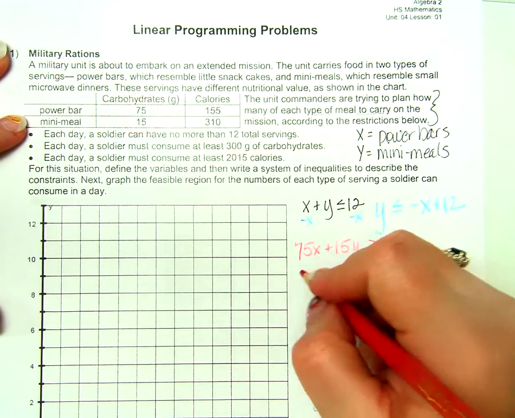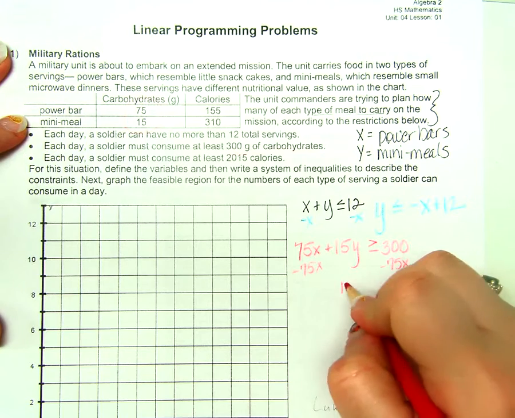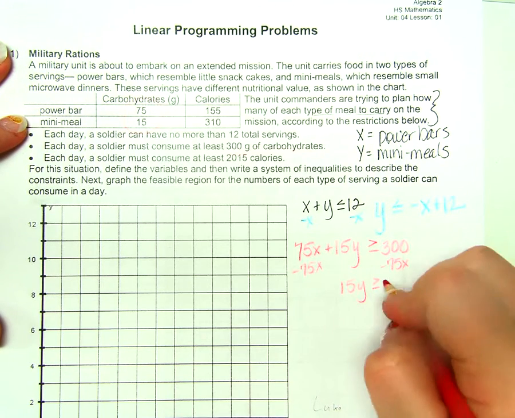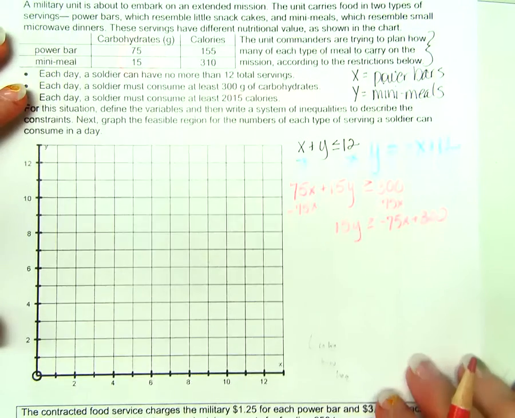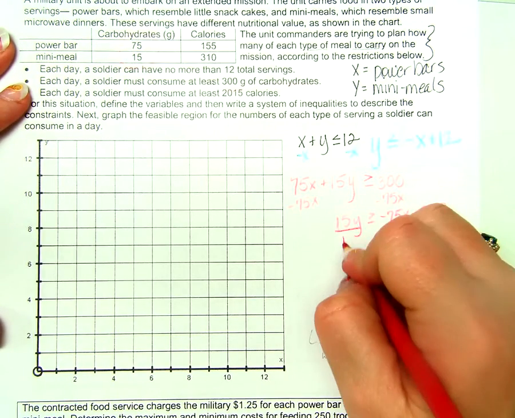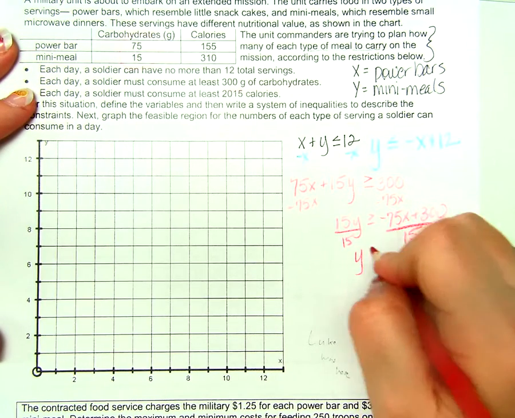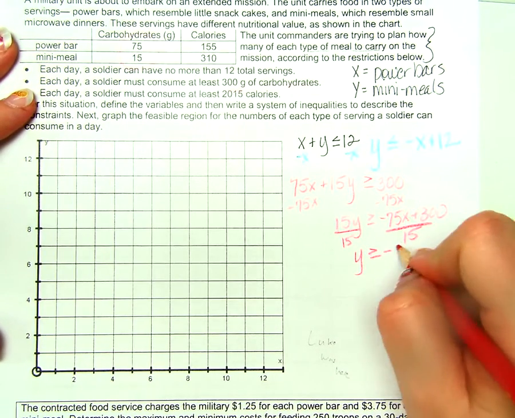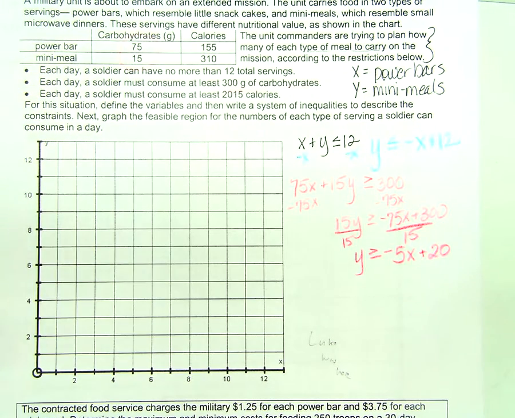So if we're solving this for y, let's subtract 75x from both sides. We get 15y is greater than or equal to negative 75x plus 300. And then divide everything by 15. Each term by 15, right? So y is greater than or equal to negative 5x plus 20. We good? Okay, do we know anything else?